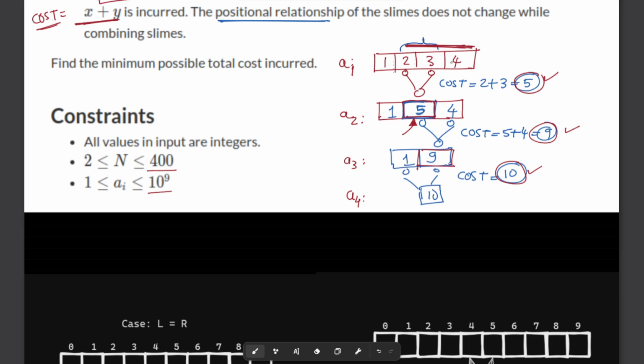So 2 plus 3 plus 4 became 9, and combining these two it became a 5, and this became a 10 by combining all the elements 1, 2, 3, 4. But the cost responsible for performing the operations one after the other will depend on what ranges you are going to merge. That's it about the observation.